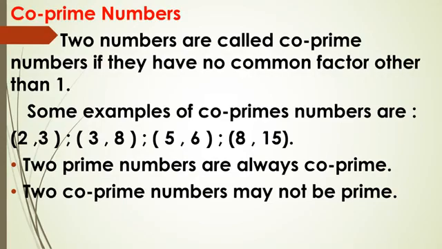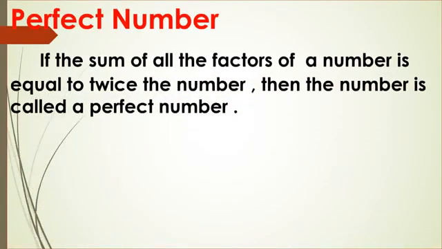Now our third topic is perfect number. If the sum of all the factors of a number is equal to twice the number, I am repeating, if the sum of all the factors of a number is equal to twice the number, then the number is called a perfect number.